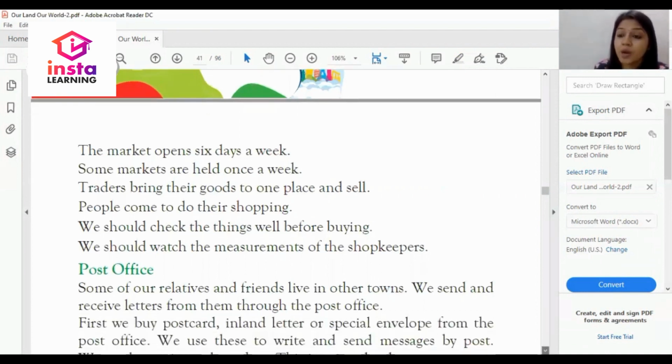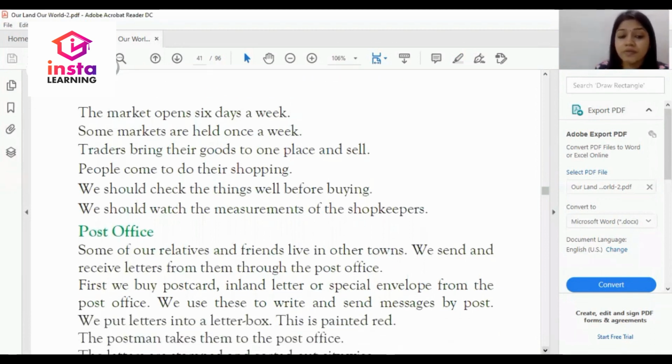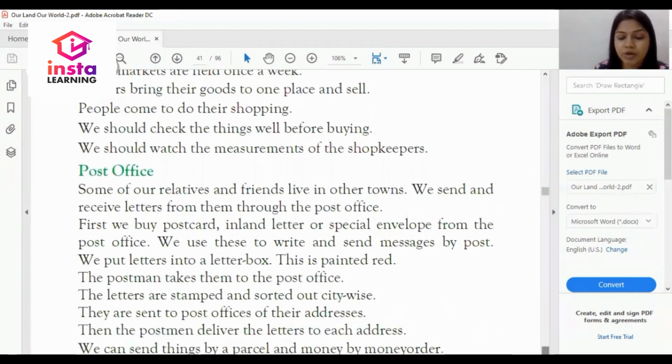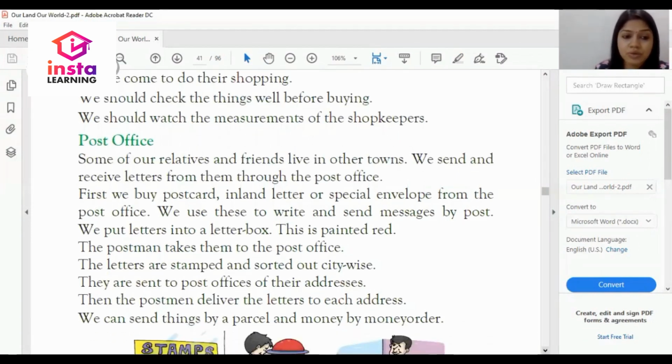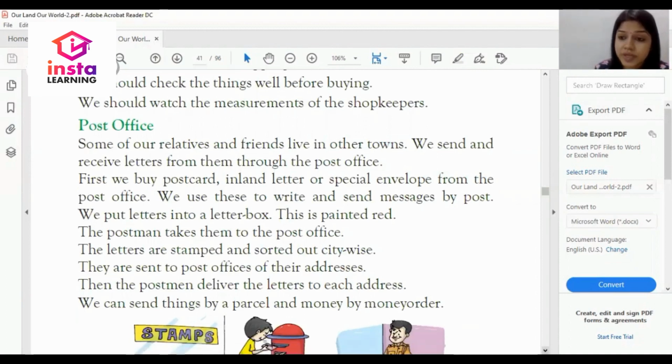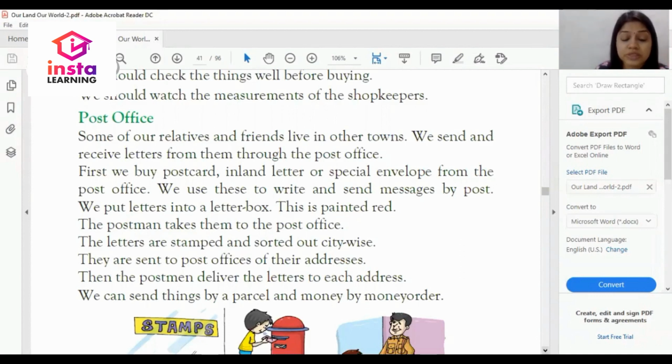Secondly, post office is the very important part of places of neighborhood. So let's discuss the post office. This is very important. What is post office? And this is very important that you should know. Some of our relatives and friends live in other towns. We send and receive letters from them through the post office.